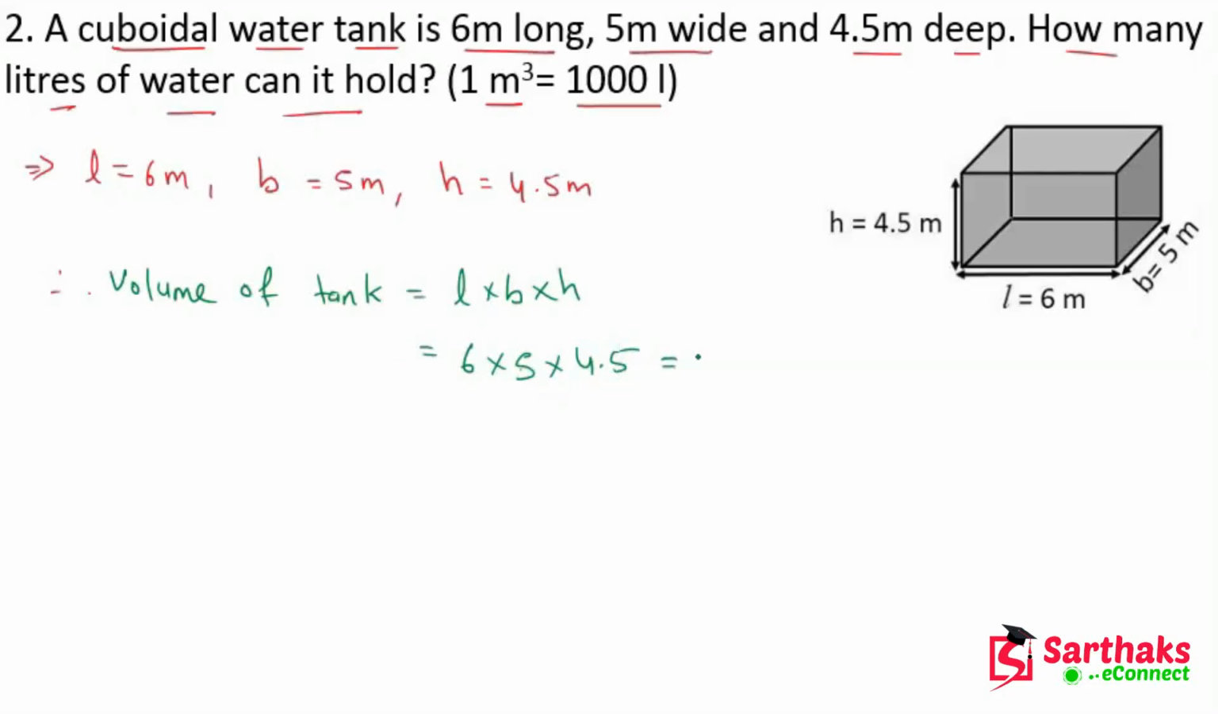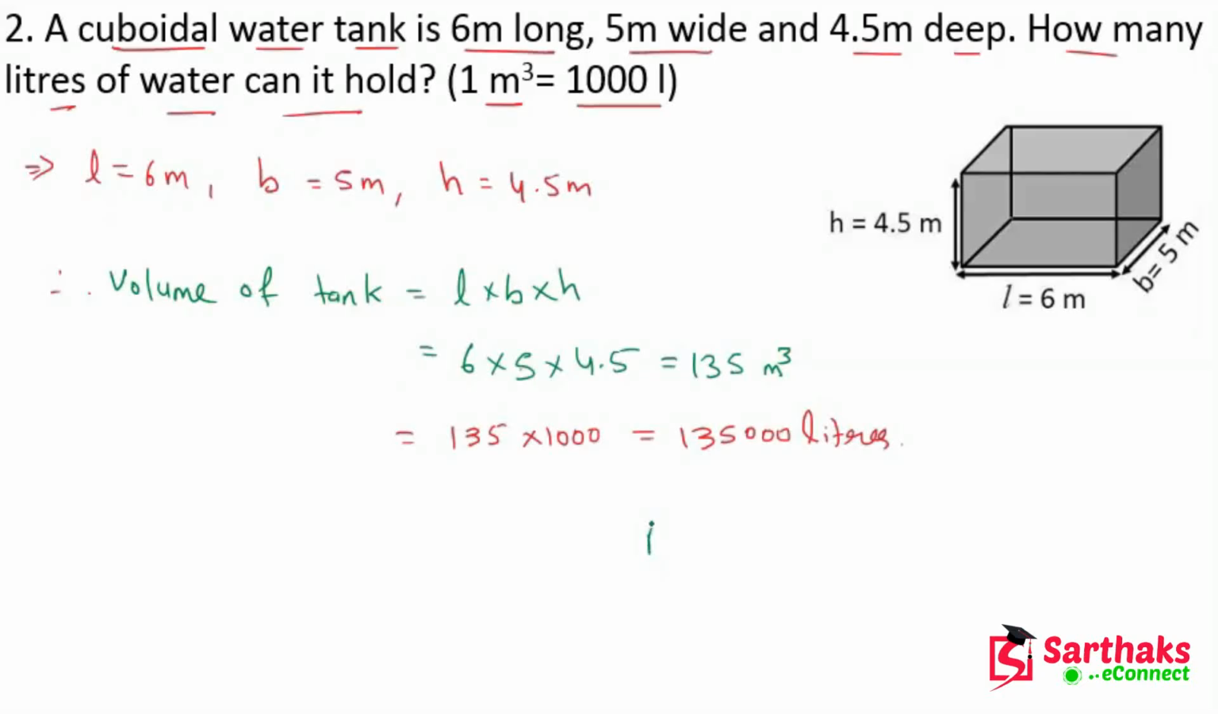After solving this, we get 135 meter cube, and we know that 1 meter cube is equal to 1000 liter. So if we multiply by 1000, this will convert into liter. So 135 into 1000 will become 135,000. So this is the answer, which is in liters. Got it, my dear friends? So this is the answer of this question.